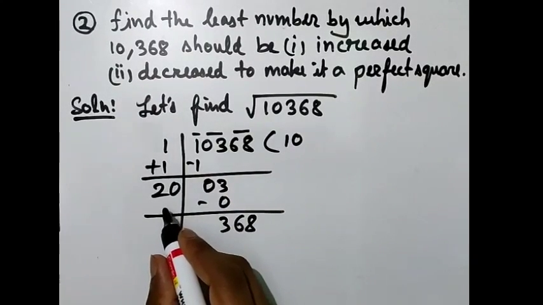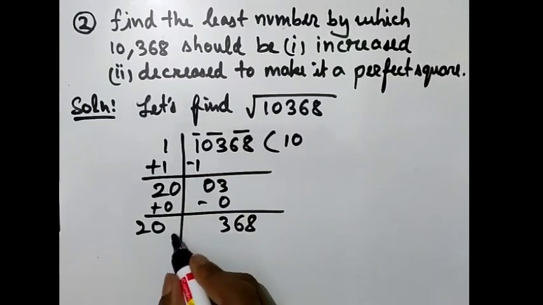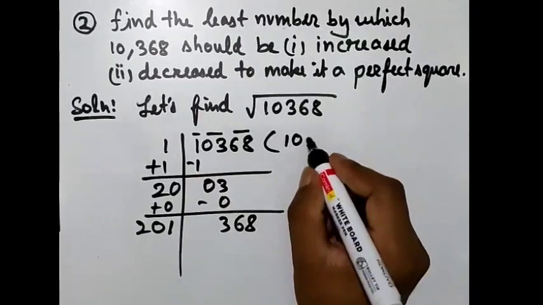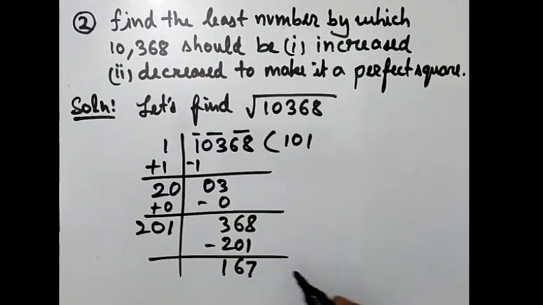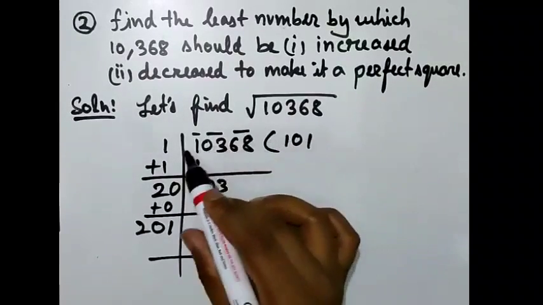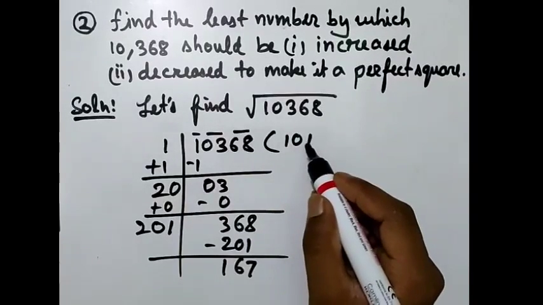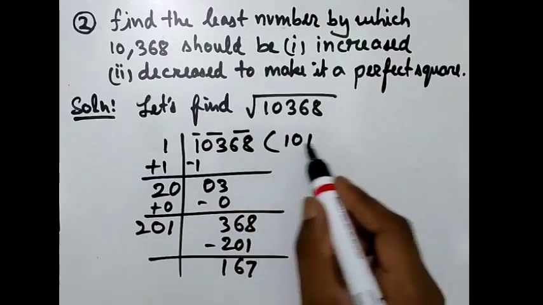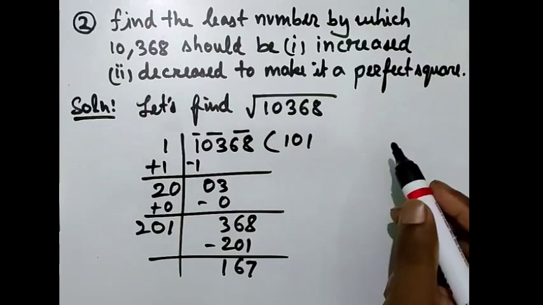And what number should I take here? We'll add 0. This will become 20. And what number should I take and multiply to make it 368? We'll not get 368. So 201. 1 is a 201. Subtract. We'll get 167. Now we still have a remainder, which means if I take a decimal point and increase the decimal places, the answer will come in decimals. Means if I try to square 101, I will not get 10,368. It is somewhere between 101 and 102 square.